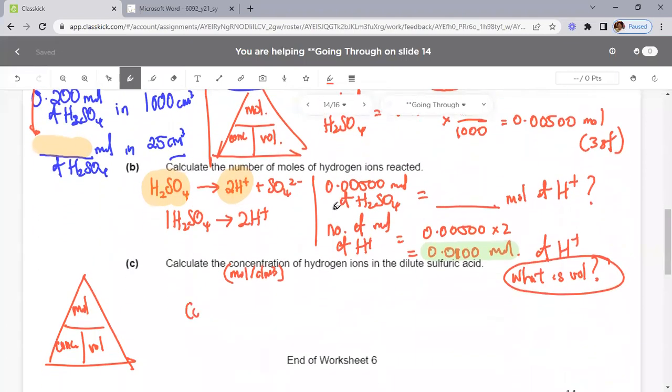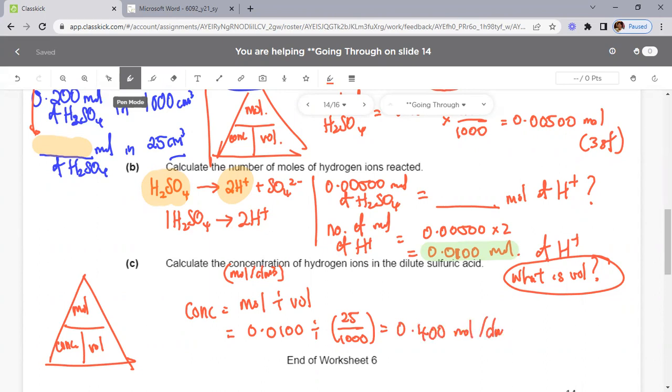So to find the concentration, you take the mole divided by the volume. This will be 0.0100 divided by the volume, which is 25. But this is in cm cube, I must convert to dm cube, so I divide by 1000. Your final answer will be 0.400 mole per dm cube. So this is the calculation for part C over here.